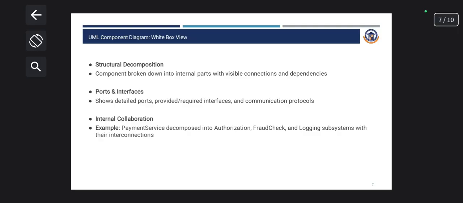For example, a payment service component could be decomposed into authorization, fraud checks, and logging subsystems, with all their internal connections and interactions visible. So this view helps developers understand the internal structures, collaboration, and the detailed working of each component, which is essential for design, debugging, and improvement. So this is known as the white box perspective in UML.